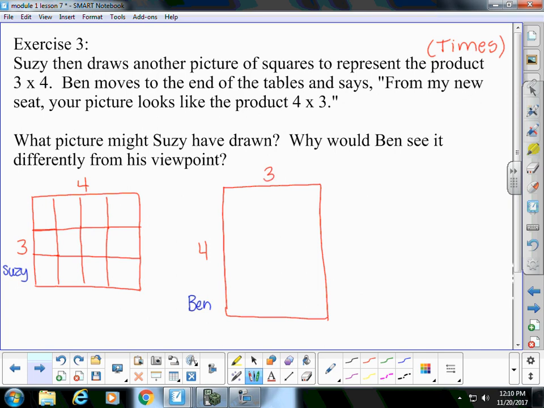Okay, so with Ben, this is going to be 4. So we have 3 lines going across here, making 4 squares, and 2 going down, making 3. So now it says 4 times 3 to Ben. Okay, so that's the difference between their pictures. So Susie is seeing 3 times 4, and Ben is seeing 4 times 3. Do they see the same answer? Yes.